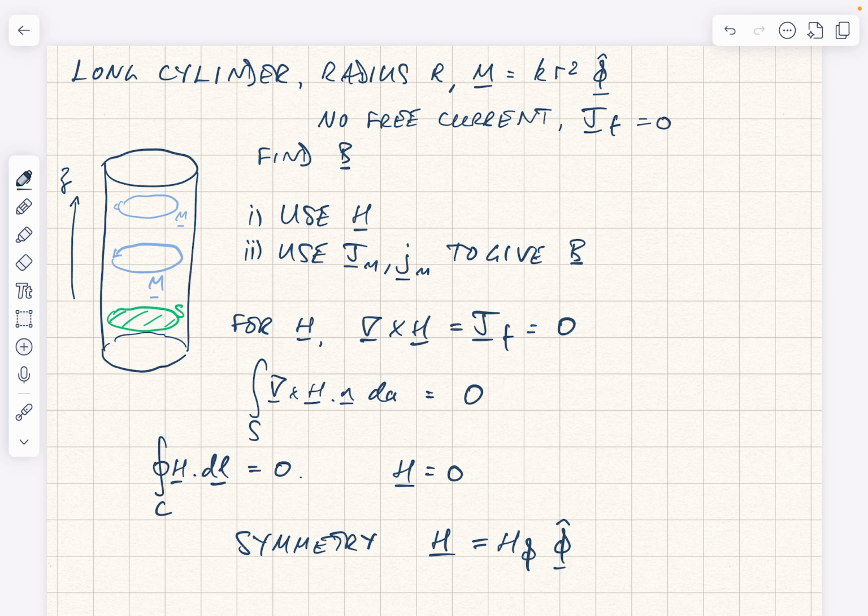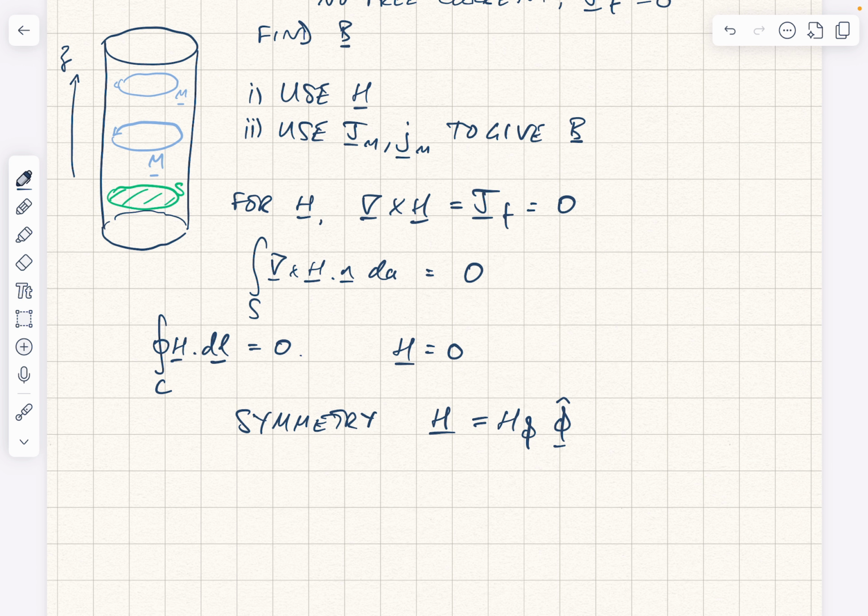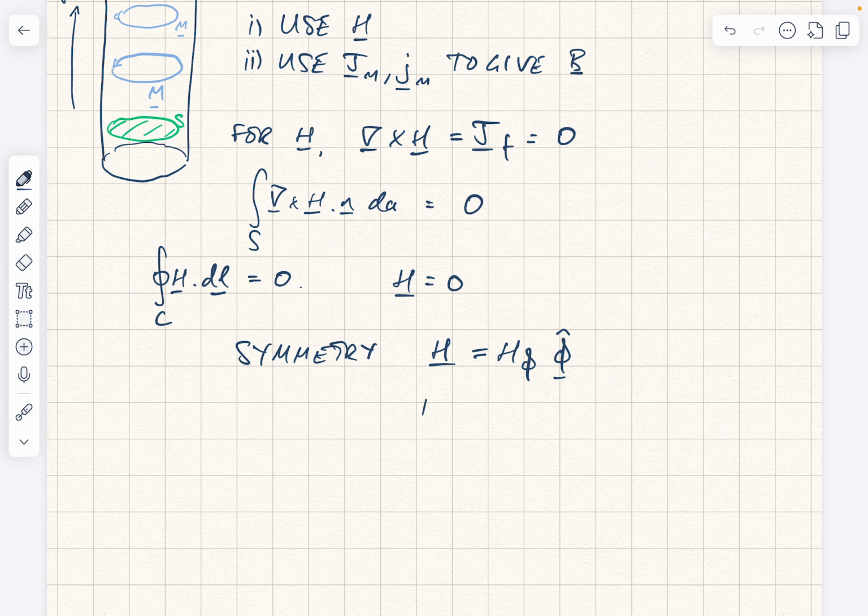We could do the same for B, so B and H are going to be similarly related. So by symmetry, H must go around the phi direction, and it must also depend only on the radius, on little r. If this were not an infinitely long cylinder, those two assumptions, certainly near the ends, would not be valid, and we would need to be just a little bit more careful. And this is why, for instance, there's a difference between the field outside an infinite solenoid and the field outside a bar magnet. And that's something that we will continue to think about during the course.